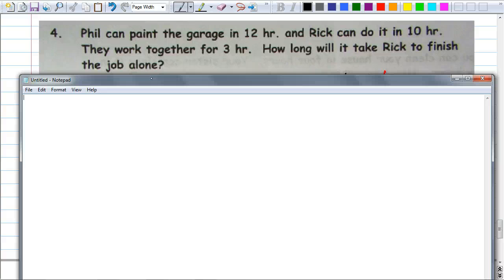How long would it take Rick to finish the job alone? So this is kind of interesting because it says Phil can paint the garage in 12 hours and Rick can do it in 10 hours. They work together for 3 hours. It says, how long will it take Rick to finish the job alone? What does this mean? Don't we know already Rick's time to finish? It says Rick could do it in 10 hours. What is this asking?